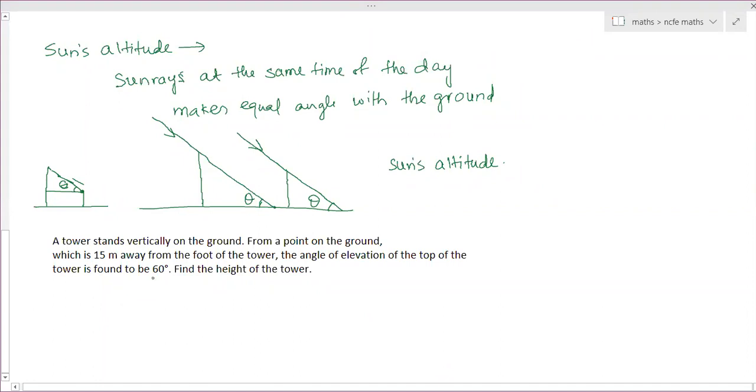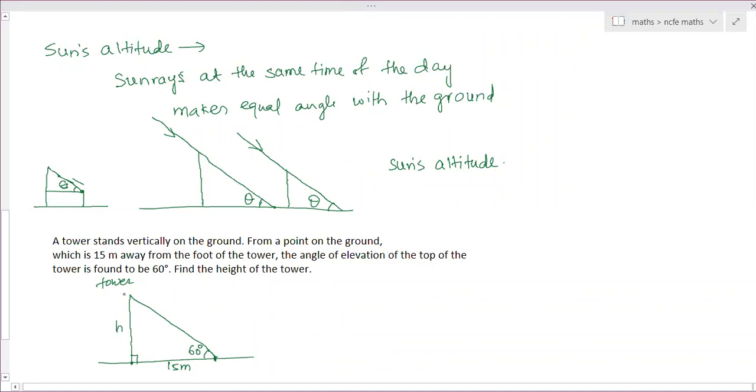So here the tower stands vertically on the ground, at 90 degrees. This is the tower. From a point on the ground which is 15 meters away from the foot of the tower. Here is the foot of the tower, and 15 meters from here. At this position, the angle of elevation of the top of the tower is found to be 60 degrees. Find the height of the tower. The height of the tower we consider as h.